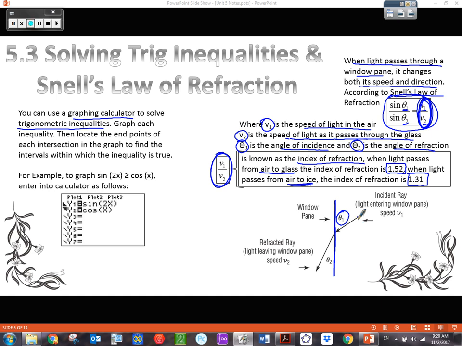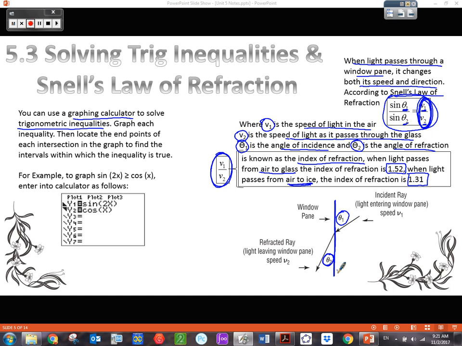So as the light passes through whatever this happens to be, in this case glass, it changes direction and it changes speed. That's what Snell's law is showing. Changes direction and changes speed. This angle, of course, is also made with the vertical, made with the pane of glass. That's our angle of refraction.